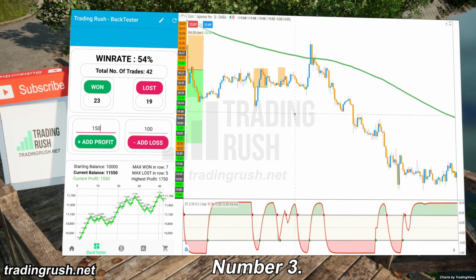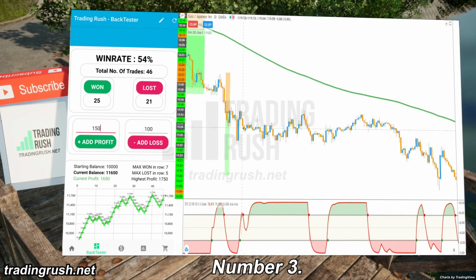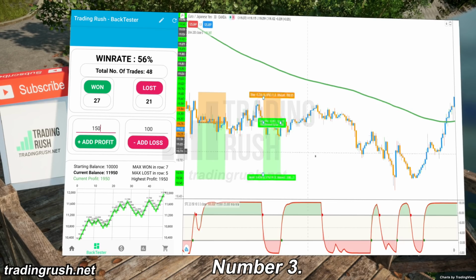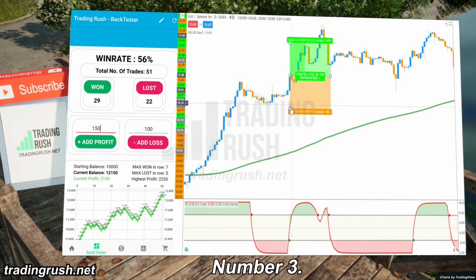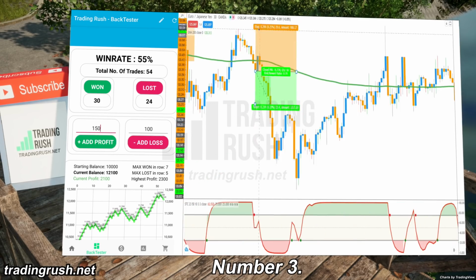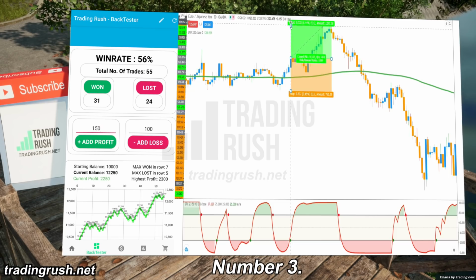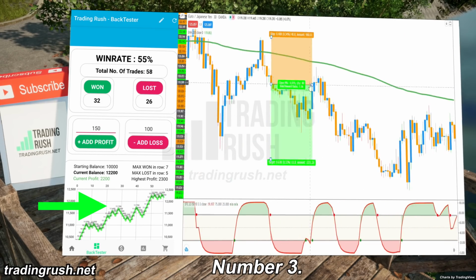Number 3. Schaff Trend Cycle was an interesting indicator to test, because it gave more entry signals where previous indicators I have tested on the Trading Rush channel didn't. Strategies are tested on almost the same market structure, and where the indicators I tested in the previous videos only gave 1 or 2 signals, Schaff Trend Cycle gave a lot more. This made the profit graph in the Trading Rush app go up.